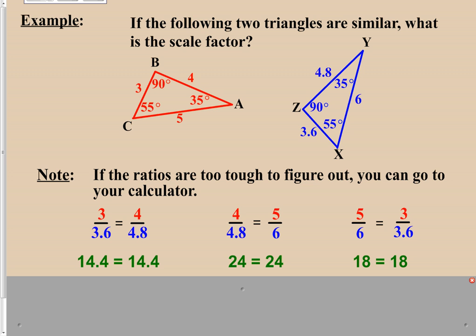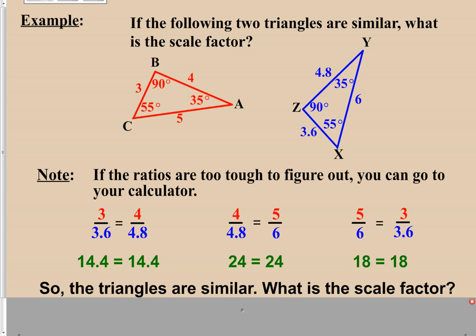Okay. Now what we can do is have a look at our 3 different ratios. They are the ones on the left side of each of our proportions: the 3 over 3.6, the 4 over 4.8, and the 5 over 6. We're going to see what it might involve to reduce one of these ratios into its simplest form, because we know its simplest form is the scale factor that controls this problem.